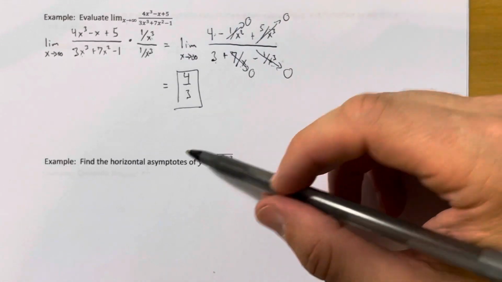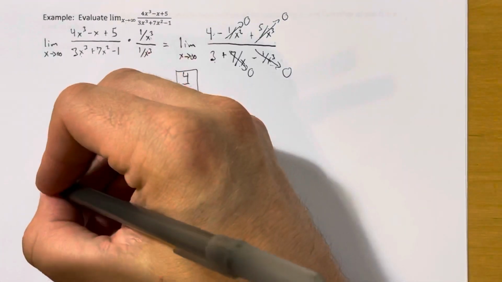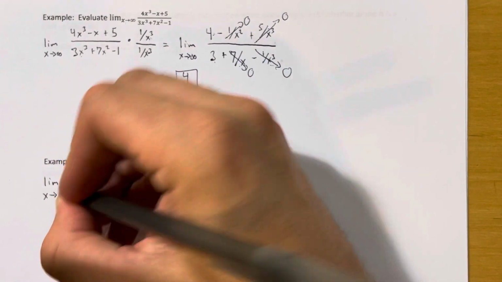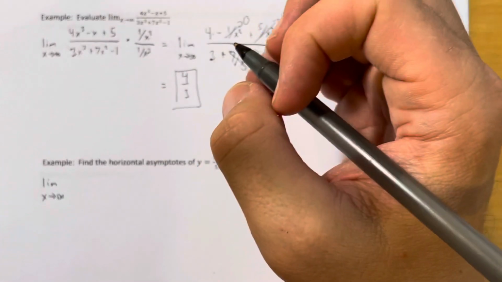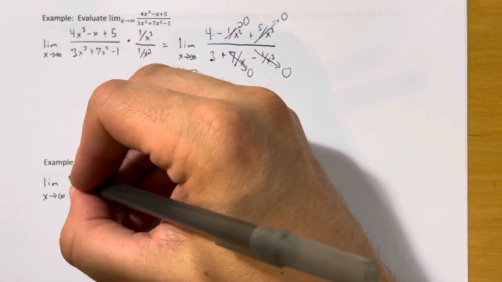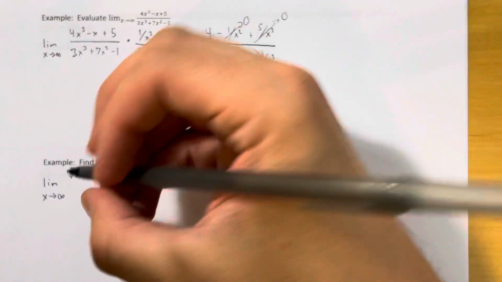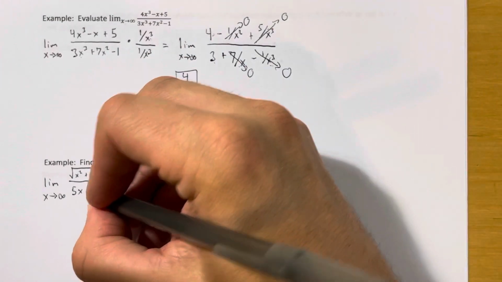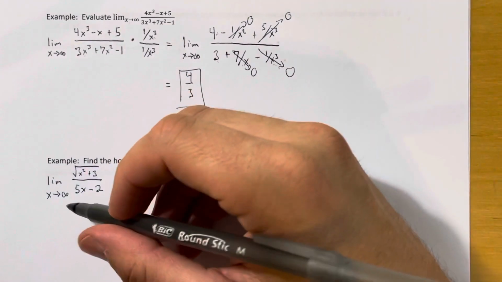First of all, we're looking for the horizontal asymptotes of this, which means I'm looking for the limit as x approaches infinity from either direction. The limit as x approaches infinity of this function is going to be equal to, let's just rewrite it first, the square root of x squared plus 3 over 5x minus 2.